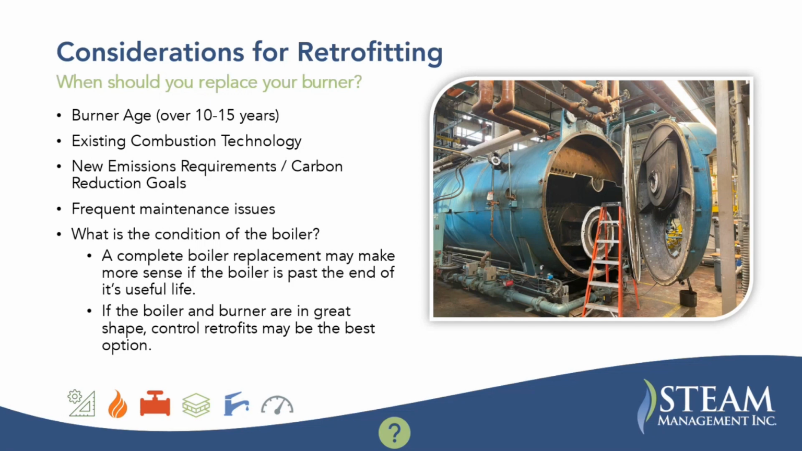And then what is the condition of the boiler? If the boiler's struggling, a lot of tube failures, just kind of getting end of life, then maybe a complete boiler replacement is going to make sense. And then you get these efficiency benefits from the new technology that will come with the new boiler generally. So that might be your best option. If the boiler and the burner are in great shape, control retrofits may be the best option, like we saw in that photo before, instead of a whole new burner.